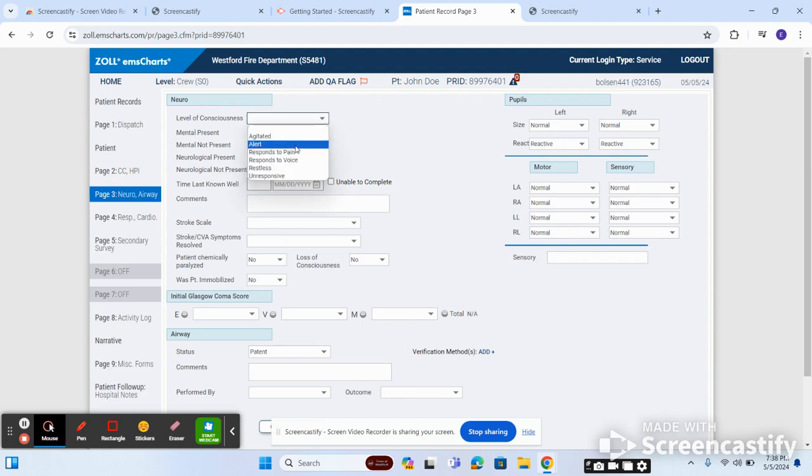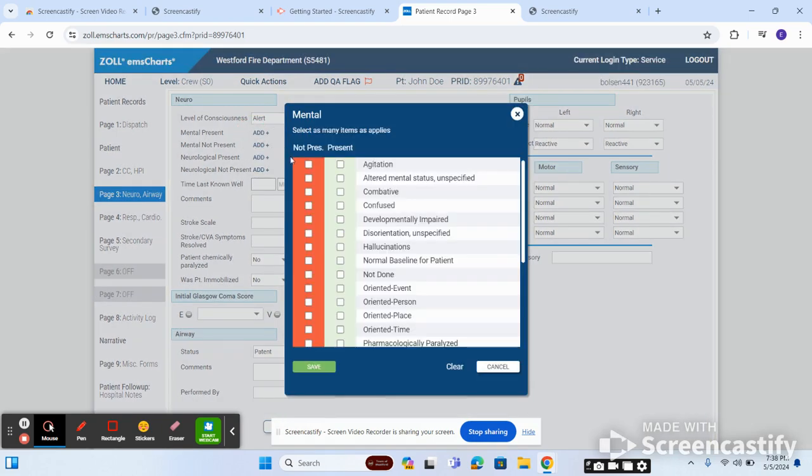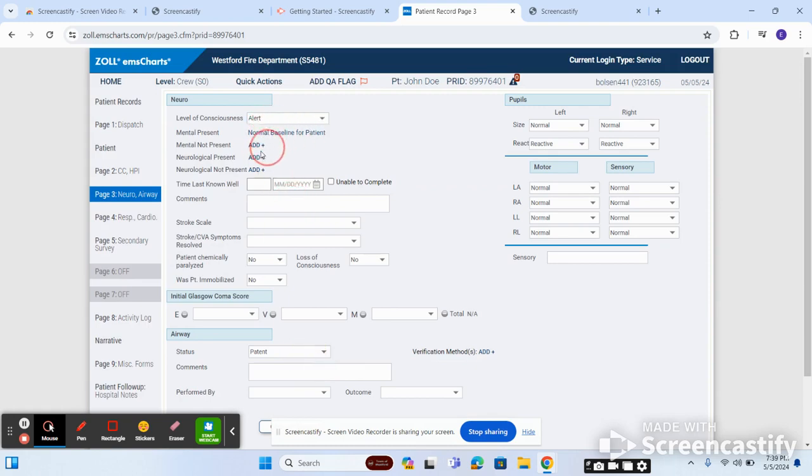So level of consciousness, we know that Mr. John Doe is having a stroke and he's alert because he was able to answer most of our questions. Mental status present, he is oriented to person, place, time. The easier thing to do here, instead of putting person, place, and time, we can say he's normal. That's just his mental status.